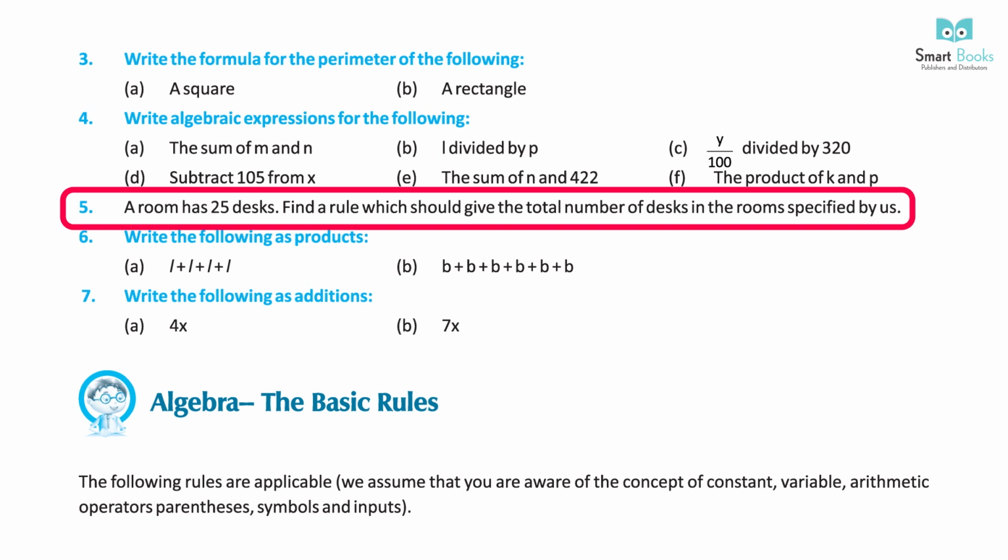Question 5. A room has 25 desks. Find a rule which should give the total number of desks in the rooms specified by us. Solution: D equals 25R, where R equals the number of rooms and D equals the total number of desks.